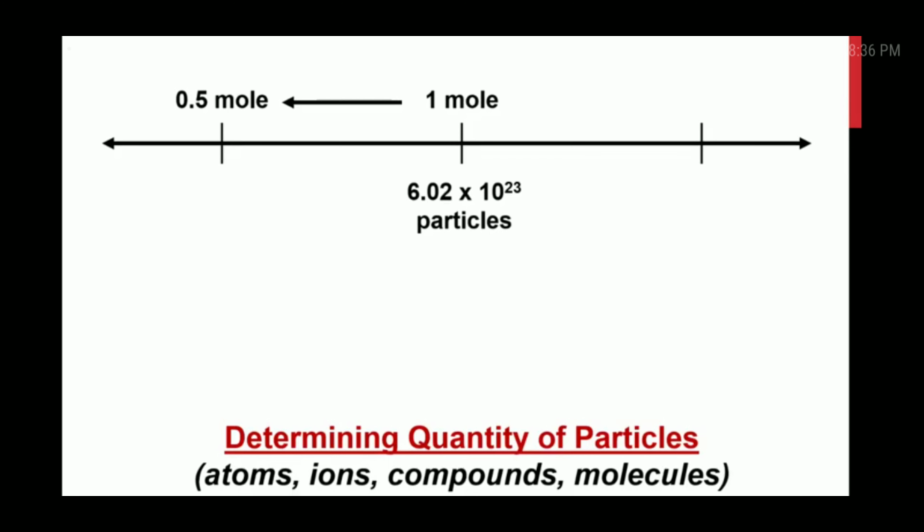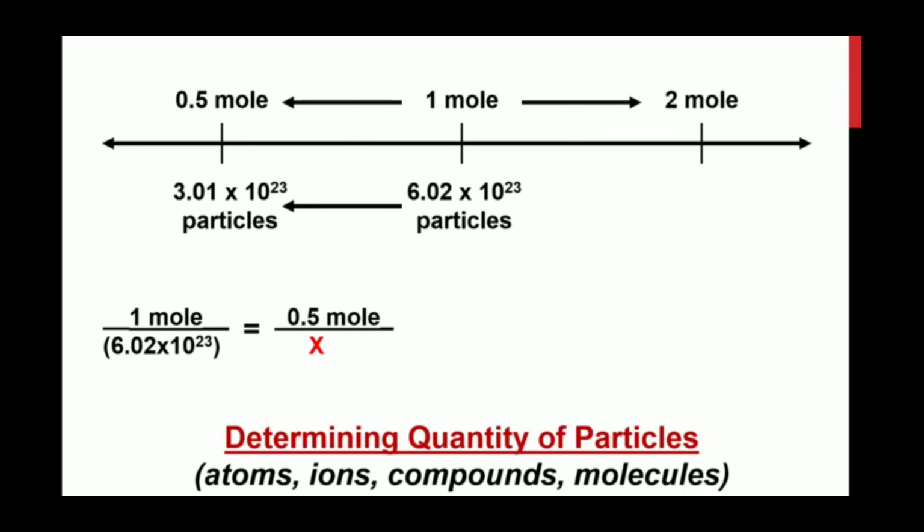So we know that 1 mole is always equal to 6.02 times 10 to the 23rd particles. So what will happen if we have half a mole? Then we should have half the number of particles. So notice how we can set up a proportion where we make sure we have the same unit on the numerator and the same unit on the denominator. If we have x and we cross multiply, we can see that half a mole is equal to 3.01 times 10 to the 23rd particles. When we have half the number of moles, we have half the number of particles.